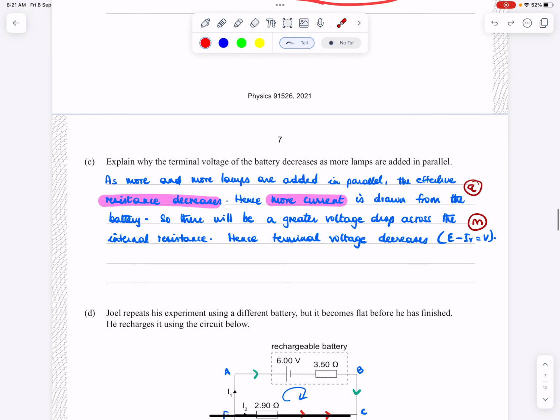Now explain why the terminal voltage of the battery decreases as more and more lamps are added in parallel. So when you have more lamps in parallel, the total or effective resistance decreases. If the effective resistance decreases, then the current drawn from the battery increases. So if there's greater current drawn from the battery, then your voltage drop across the internal resistance, which is I times R, increases, because the current increases and the resistance stays the same. So your terminal voltage decreases because it's the difference between the EMF and the voltage drop across the internal resistance.